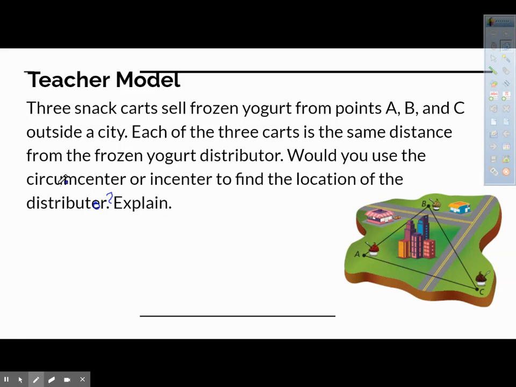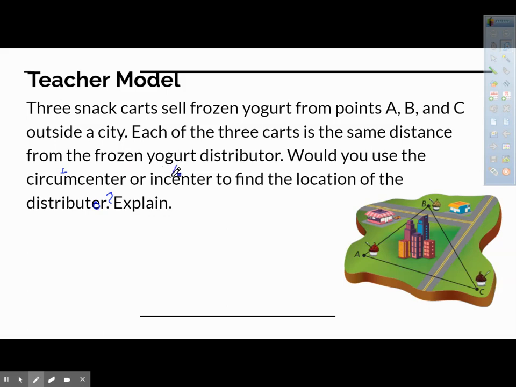All right, so we need to figure out if we would use the incenter or the circumcenter. The circumcenter is where all of the perpendicular bisectors meet. The incenter is where all the angle bisectors meet. Okay, and then I remembered just previously, the perpendicular bisector, that's where the circumcenter is. The circumcenter is equidistant to the angles.